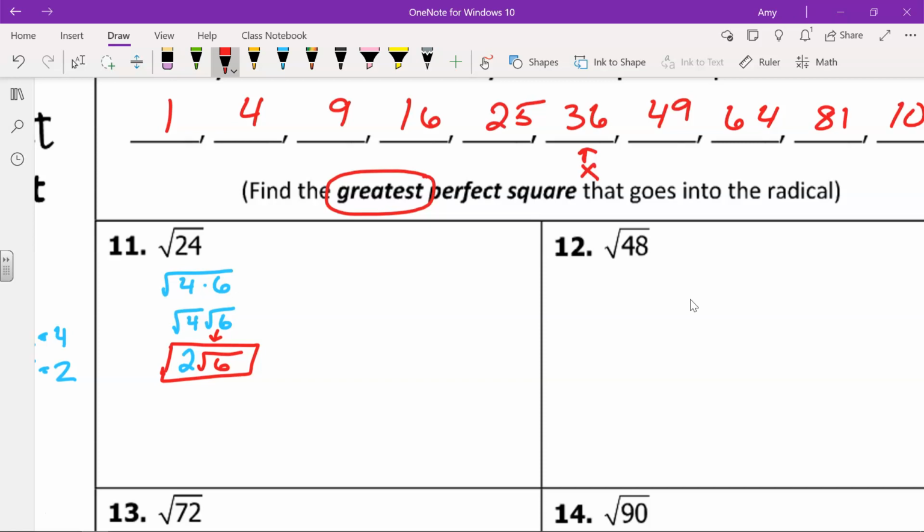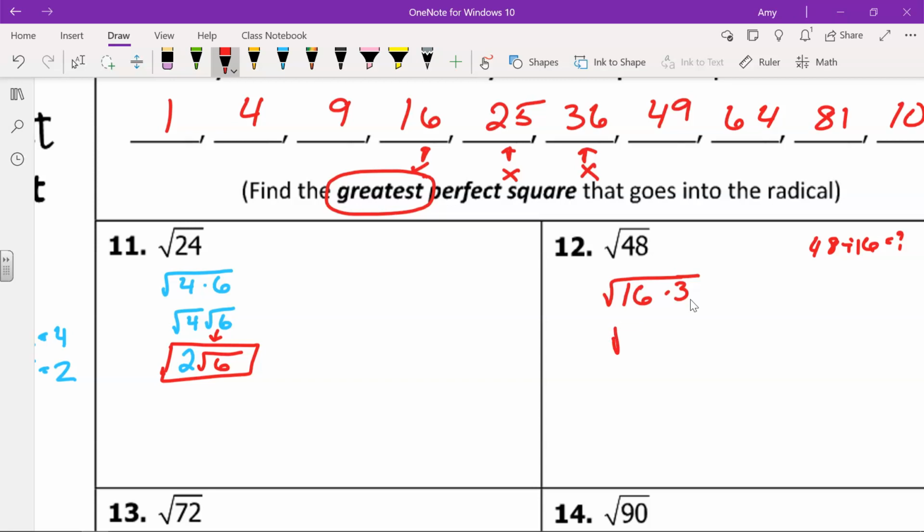You cannot multiply 36 by a whole number to give you 48. Same with 25, that one does not work. But 16 does work because 48 is 16 times 3. And I could use my calculator to help me figure out by just putting into my calculator 48 divided by 16 and seeing if that gives me an actual number.